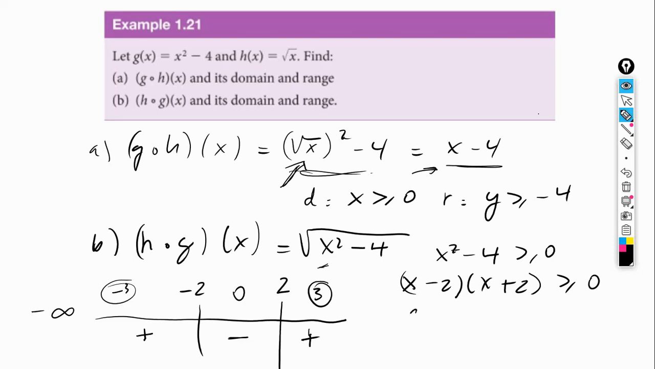So that means the domain would be x values that are less than or equal to -2, and x values that are greater than or equal to 2. Then the range is easy to determine because this is a square root and this is infinite, and so is this. If you go in this direction, you get infinite results, and in this direction as well, but they're all going to be positive. So the lowest value is going to be 0. Therefore, the range would be all values of y greater than or equal to 0.